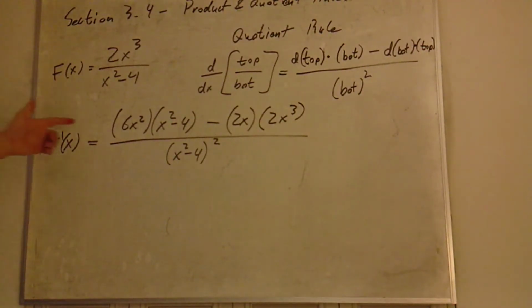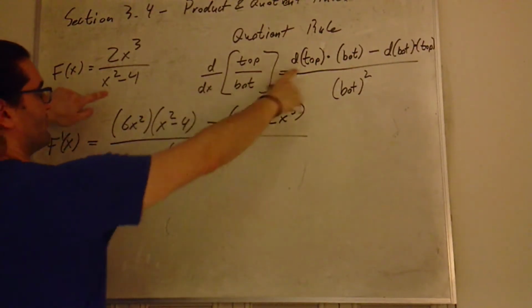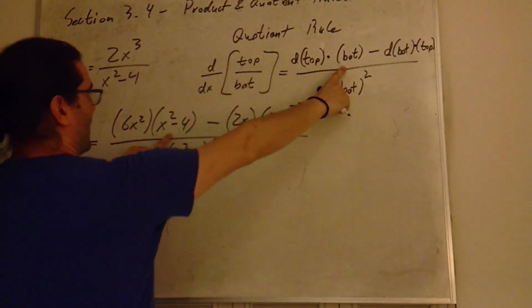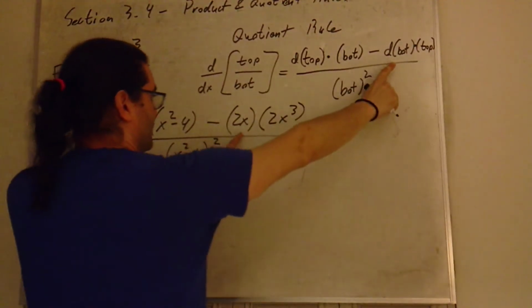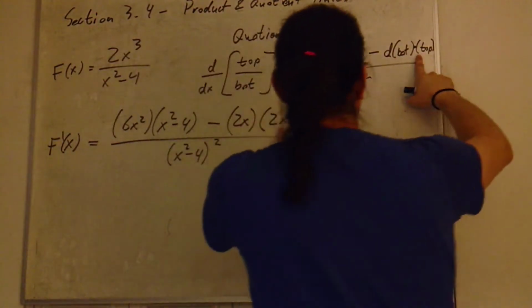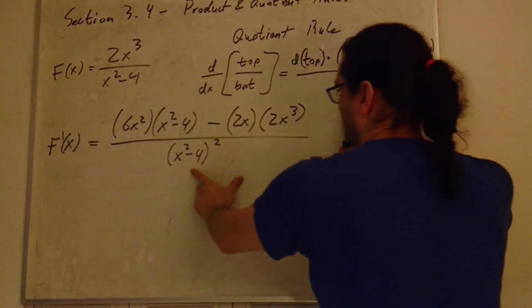So this is all of the pieces. Derivative of the top, bottom, original bottom, unchanged bottom. Derivative of the bottom, unchanged original top, bottom squared.